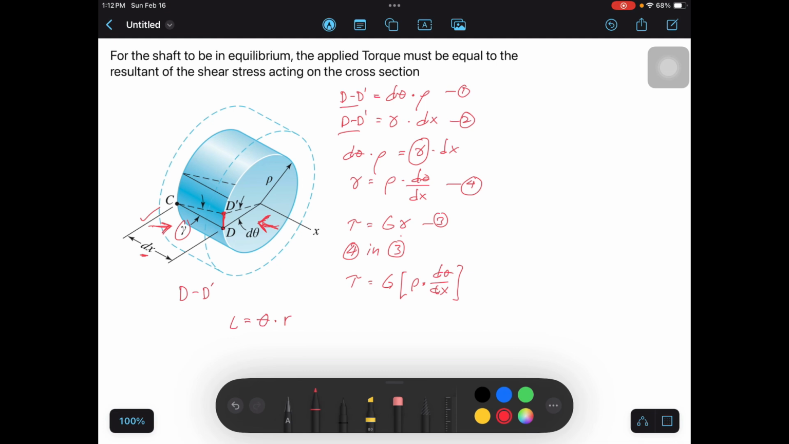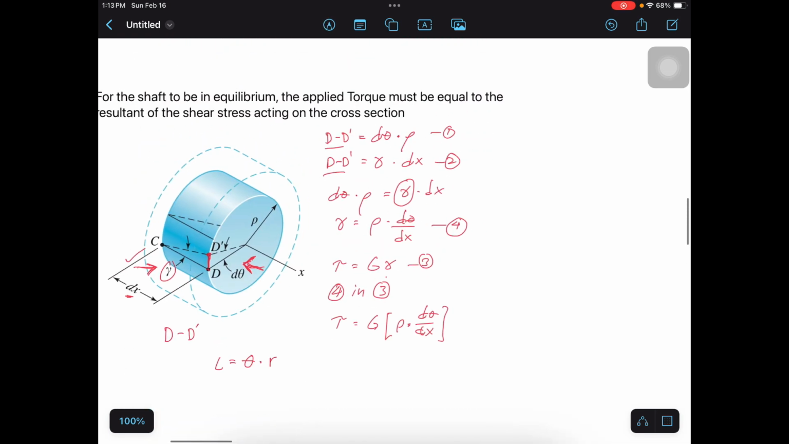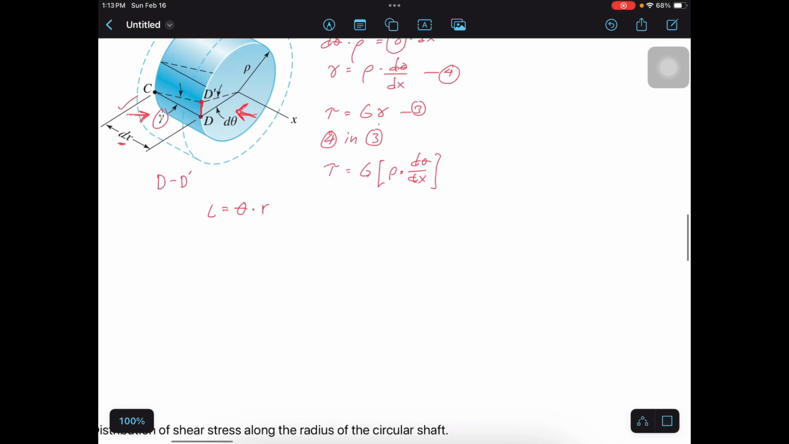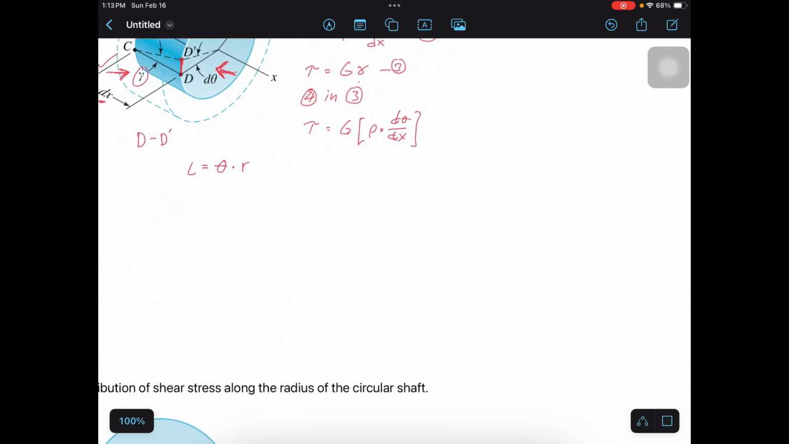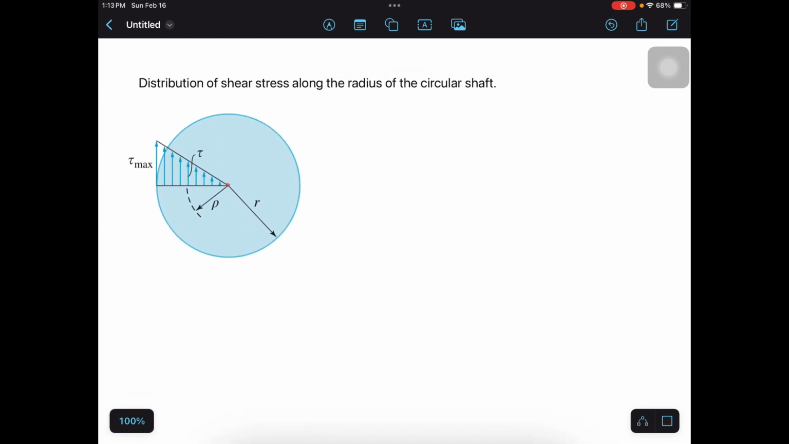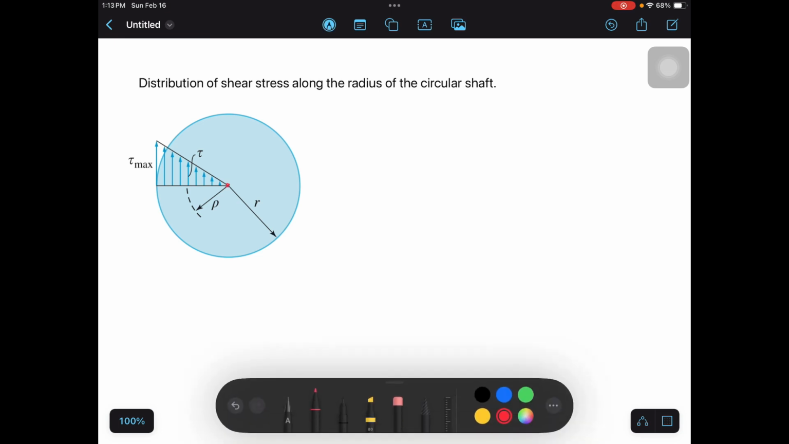Pero, it is in terms of differential d theta and dx pa lang. So, we need to further simplify it, itong equation na to. So, let's show muna yung distribution ng shear stress. So, eto si shear stress, it is dependent kay, as you can see, dependent siya kay rho. It is directly proportional kay rho. And then rho, kung mag-start ka sa center point ng cross-section, habang lumalayo siya sa center point, lumalaki ang rho natin. So, ibig sabihin, habang lumalayo ka sa center point, lumalaki din si shear stress kasi nga directly proportional sila.